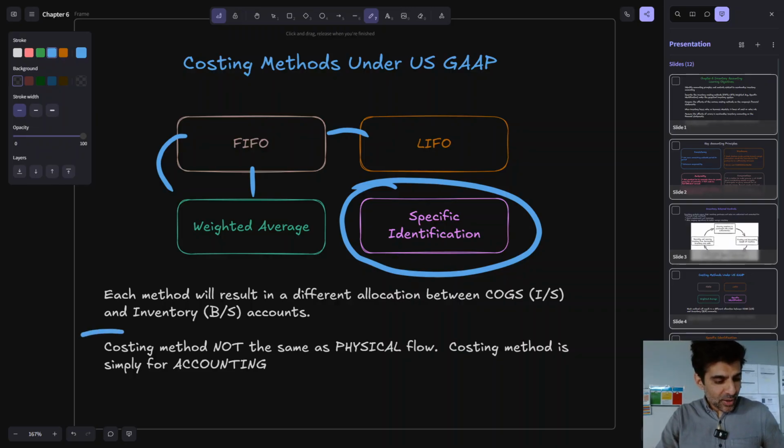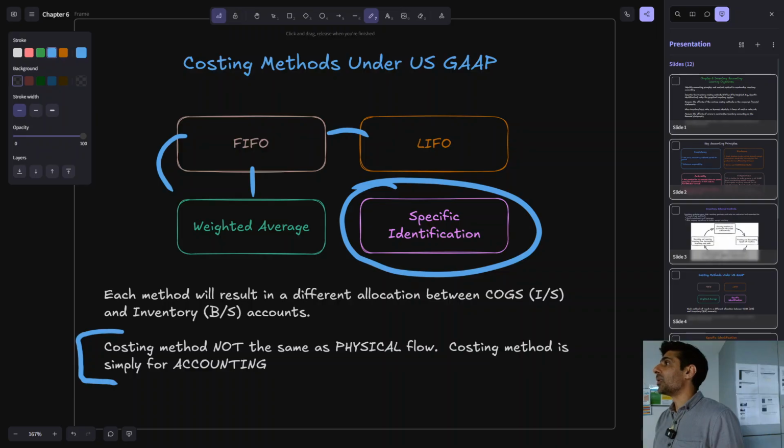One key point is that the costing method is not the same as the physical flow of the units. In most cases, the actual physical unit flow is going to be first in, first out, and we'll talk about what these are. Usually, you want to get rid of your oldest inventory first, and that's what first in, first out is. Again, this is just a way to get to a cost of goods sold. Really, we need to figure out a way for our accounting books to calculate cost of goods sold, and that's what this method is for.